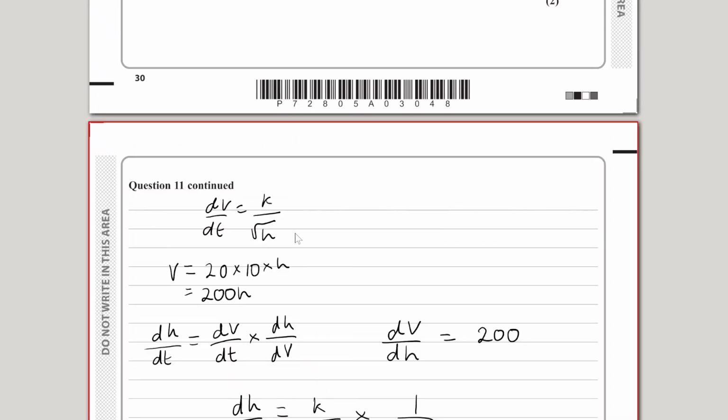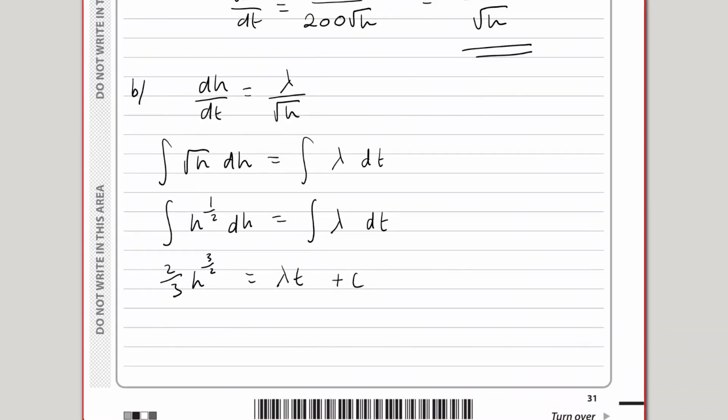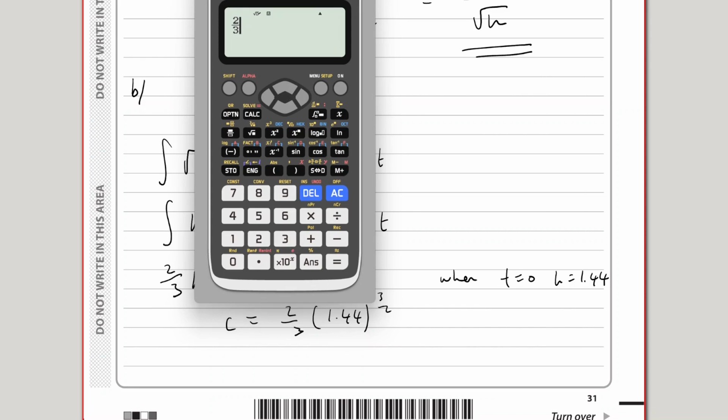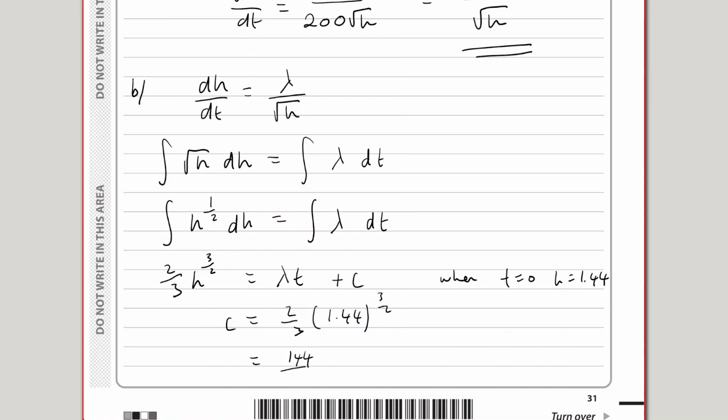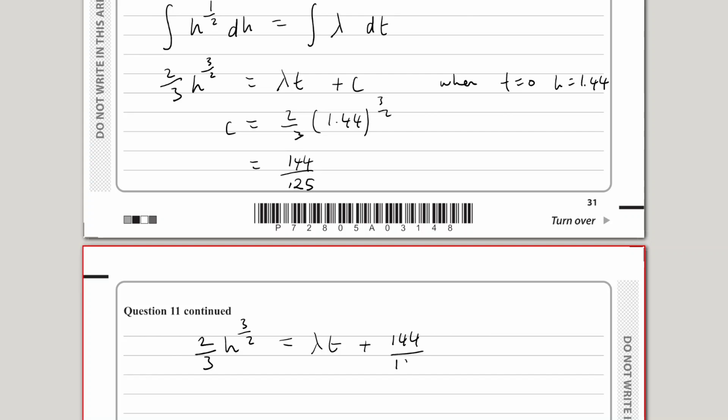And we know that when t equals 0, h is 1.44. So c is 2/3 of 1.44 to the power of 3 over 2, which is 144 over 125. So we have 2/3 h to the power of 3 over 2 equals lambda t plus 144 over 125.